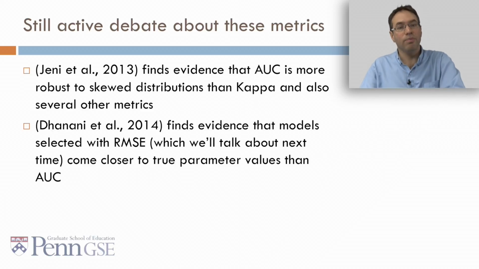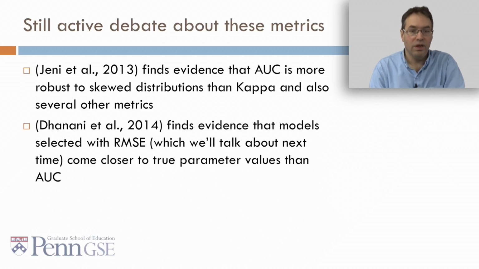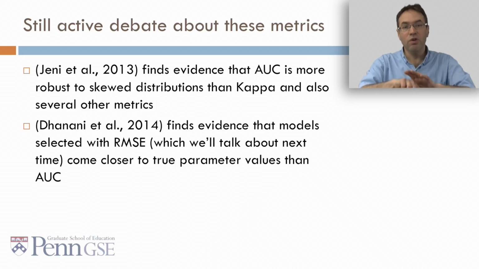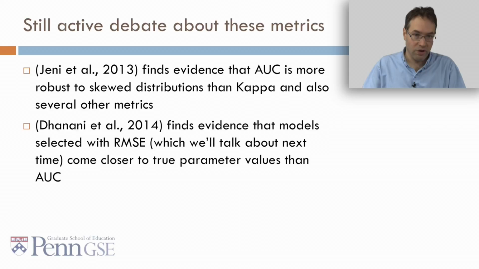Now there's still active debate about AUC and kappa. Jeni et al. have argued that AUC is more robust to skewed distributions than kappa and several other metrics. So Jeni argues strongly in favor of using AUC. But Dhanani finds evidence that models that are selected with root mean squared error, which we'll talk about next time, come closer to the true parameter values than AUC. So there's still quite a bit of debate, and in general, you probably shouldn't be using just one metric.